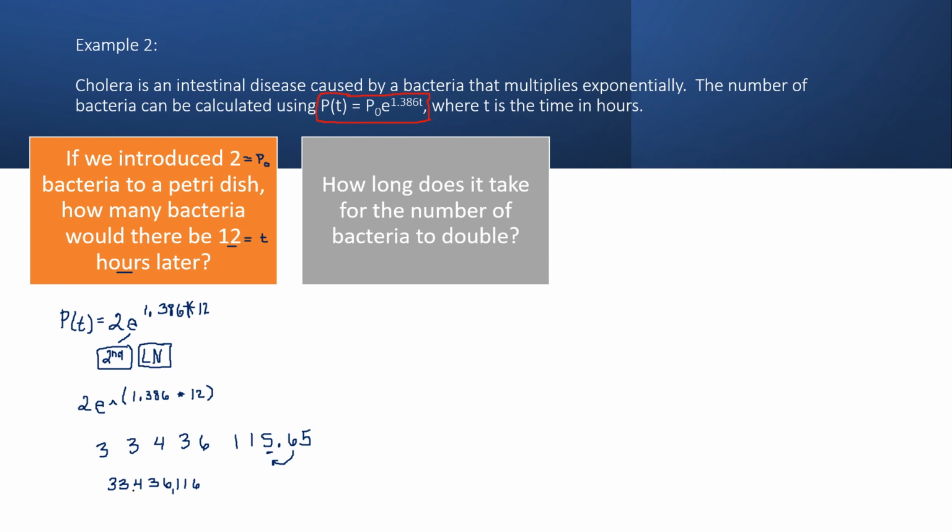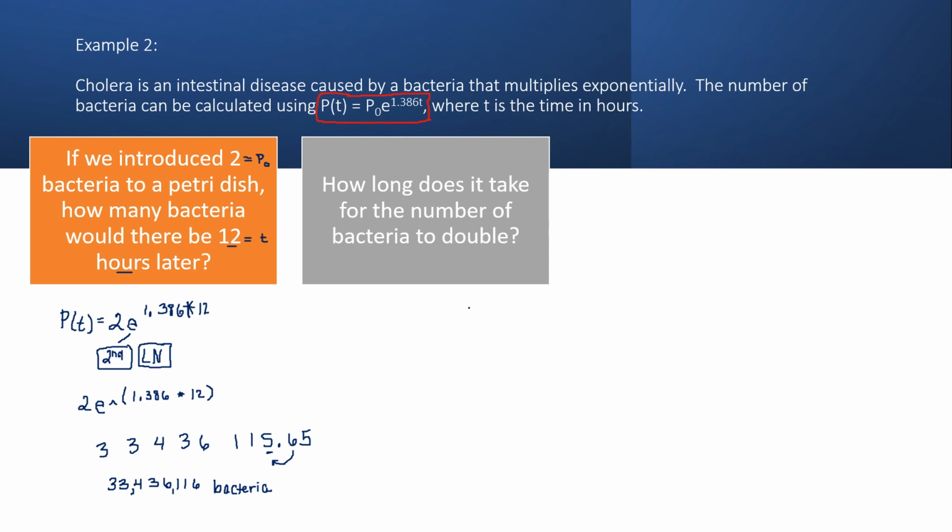And add some commas so we can even read that number. So 1, 2, 3, 1, 2, 3. So that looks like 33,436,116 bacteria. That's kind of disgusting, just thinking of that. If you start with 2 and you wait 12 hours, it multiplies to be in the millions. Crazy, crazy stuff.